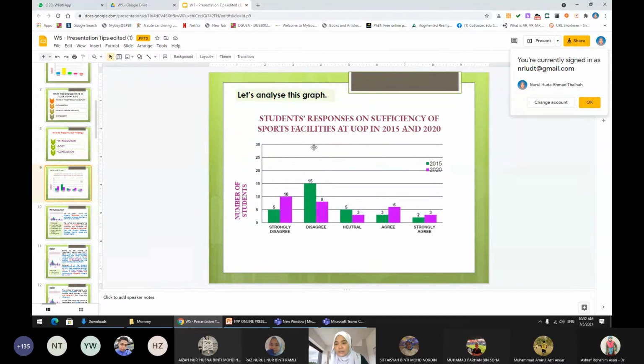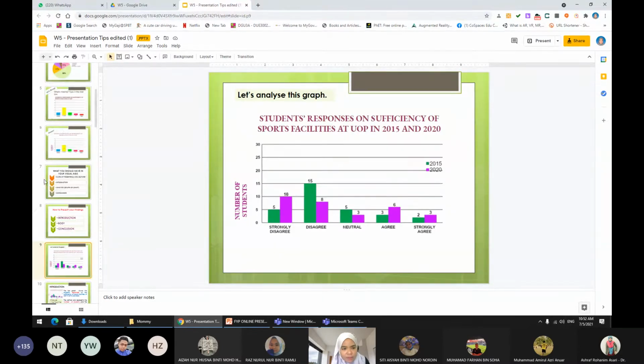Your graphs and charts have to have perfect parts. That means you don't just put strongly agree, disagree, neutral, like that. For every single data here, the key features, as we call them, you have to have the title. For example, here is the bar graph. The bar graph itself has this data, these key features: strongly disagree, disagree, neutral, agree, strongly agree.